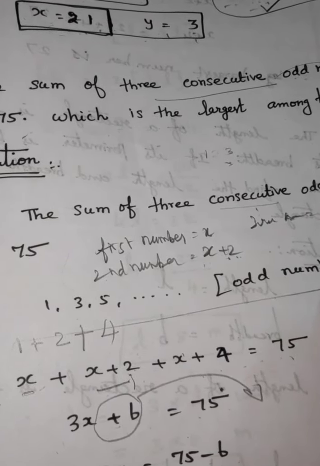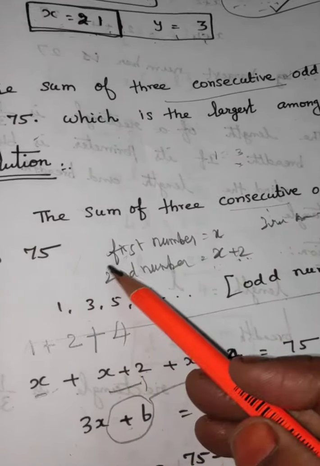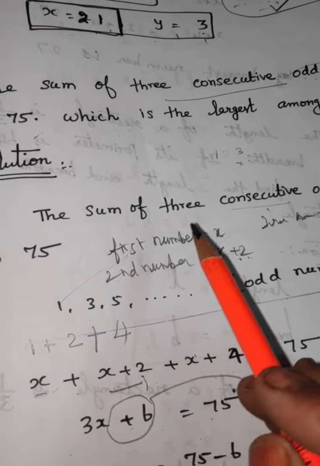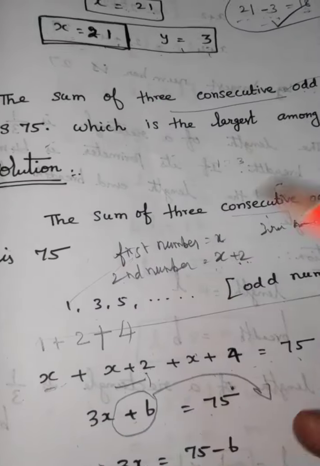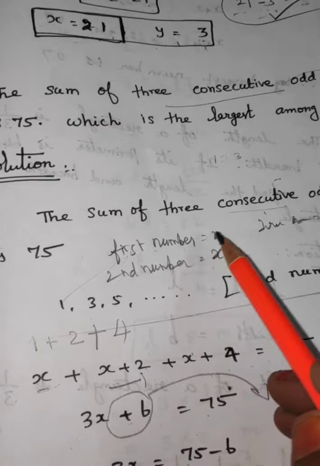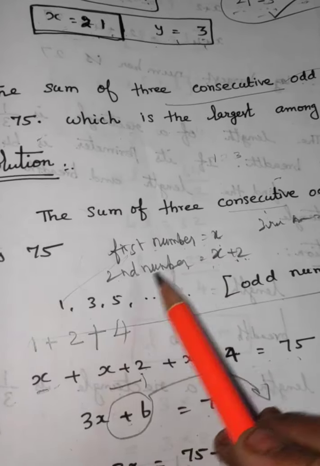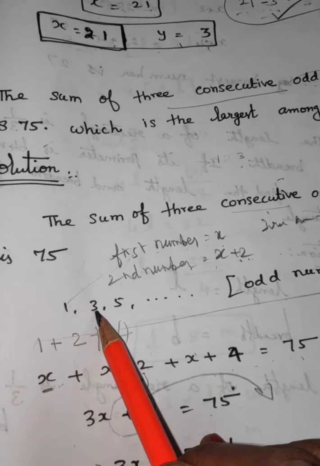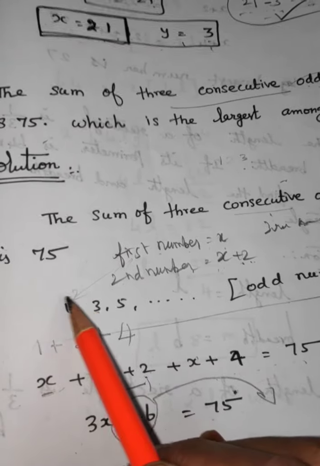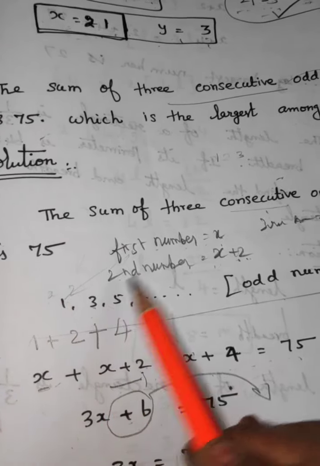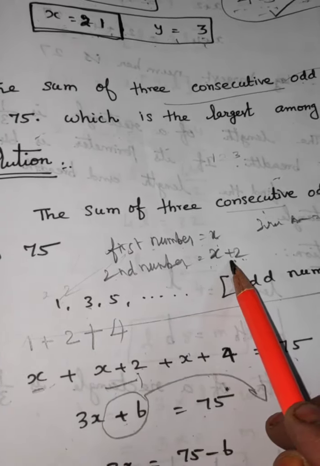What are the numbers? Odd numbers. For the first odd number, we don't know what it is, so write the first number as x. The second number: which number added to 1 gives 3? 2. So here x means x plus 2; you get the second number.